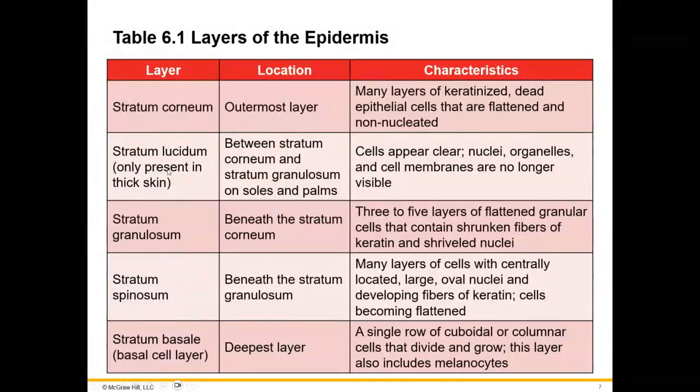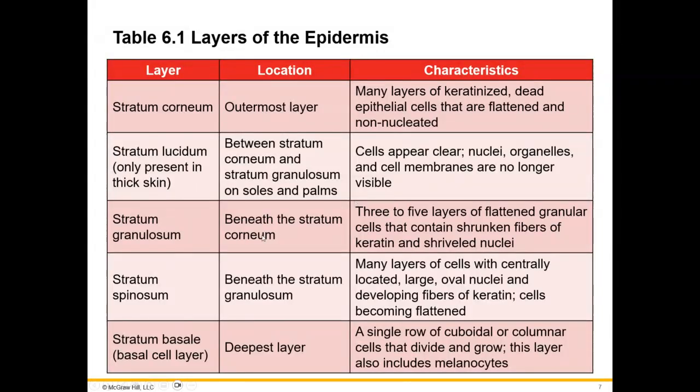Okay, so these are the different layers. Again, let's get sunburned: stratum corneum, stratum lucidum, stratum granulosum, stratum spinosum, stratum basale. Stratum corneum, again, is the outermost layer of mostly keratinized dead epithelial cells, non-nucleated. Stratum lucidum: this one you only find in the thickest skin. It's between the stratum corneum and granulosum on the soles and the palms. It's the only place you find it. The cells appear clear. Nuclei, organelles, and cell membranes are no longer visible in these cells.